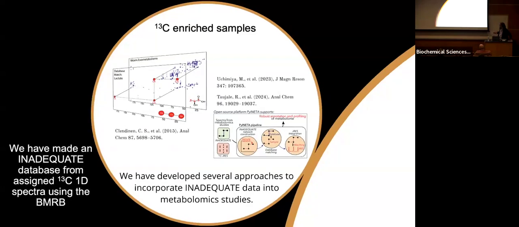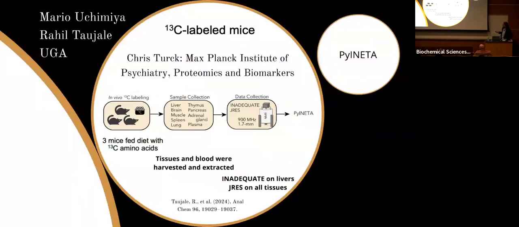So I'm just going to highlight, in this last little part before the E. coli, which is short, what we've done with a guy named Chris Turk from the Max Planck Institute. He came to me ages ago. It took a long time to get this thing going, but he had labeled 3 mice. These are just 3 normal mice. He labeled these with C13 chow. That was the protein component that was labeled. So not the carbohydrate or the lipid, just the protein component.